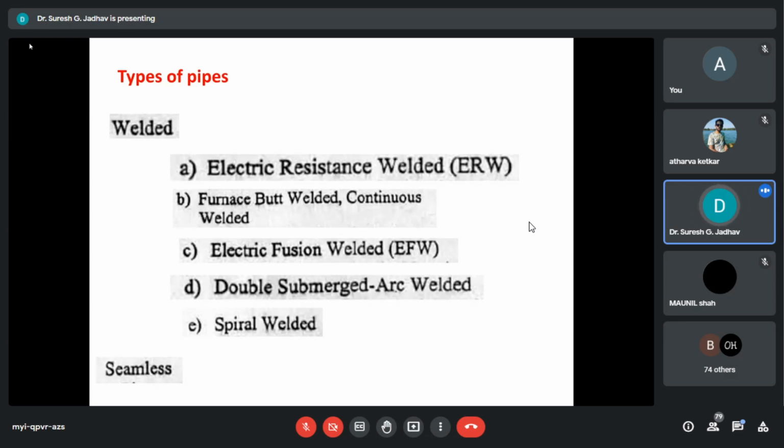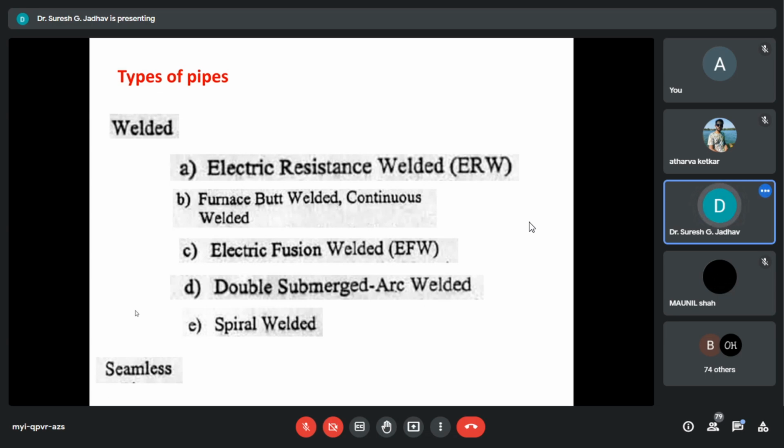Now the third is electric fusion welded. We call it EFW. Pipes having longitudinal butt joints wherein coalescence is produced by electric arc welding, or produced in the preformed tube by manual welding. The weld may be single or double with the help of electric fusion welding. Then we can manufacture the pipes.